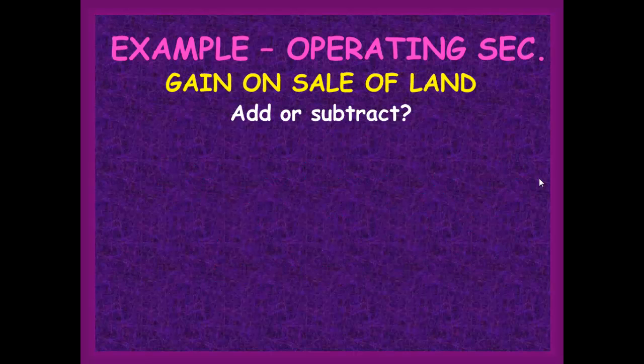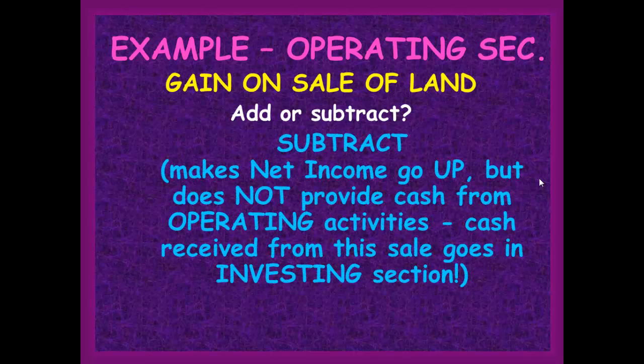Gain on sale. Skinny girls, subtract gains. So we're going to subtract that. Why? Because it made my net income go up. It did provide me with cash, but not cash from operating activities. The cash that it provided me is going to go in the investing section, not operating.